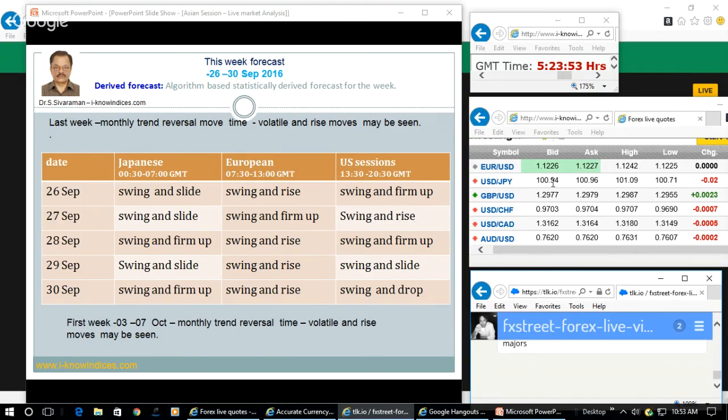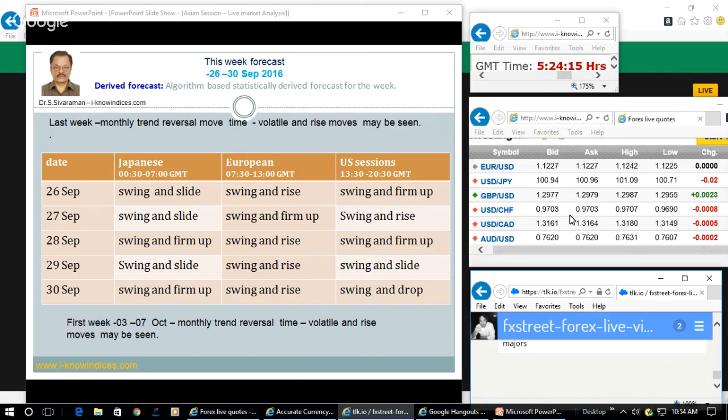Then also in the case of USD yen, the respective crosses with euro and GBP, namely euro yen and GBP yen, the volume is relatively good. So they make one-sided move in the case of USD yen. As a result, you find very big volatile move in the case of yen crosses.